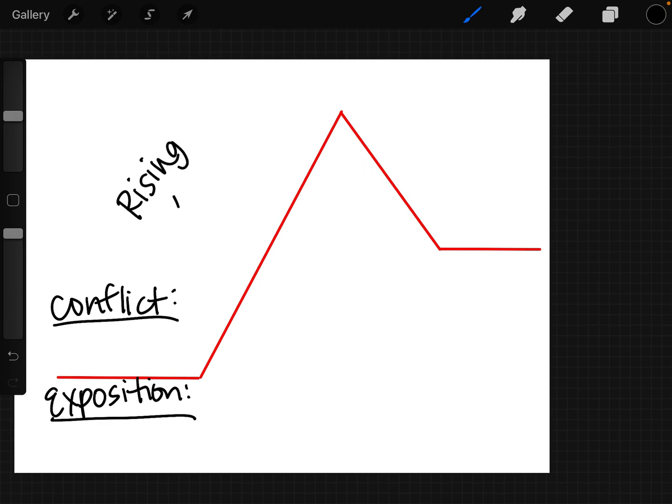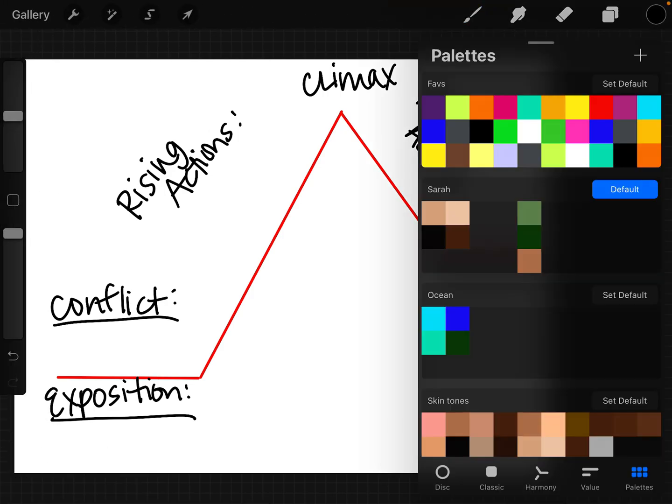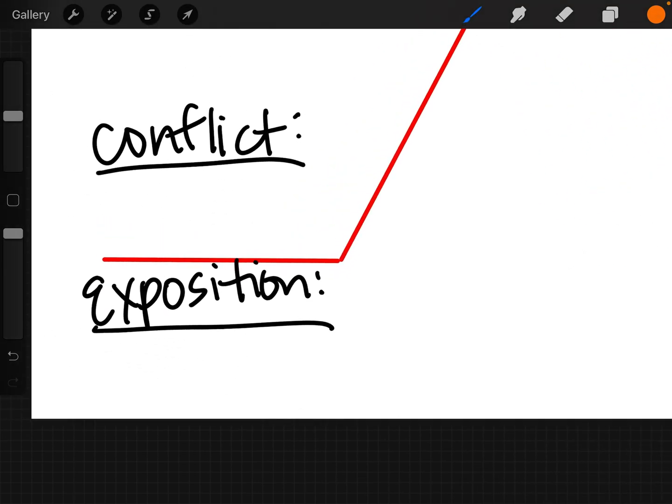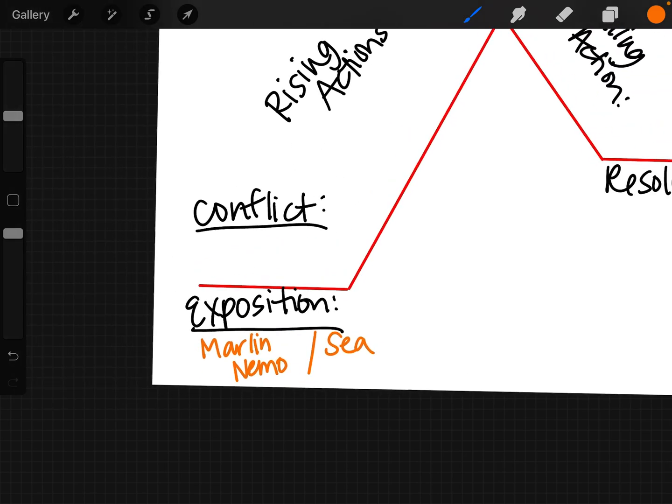This is the rising action, the events that lead to the climax, the game-changing moments for the main character or characters. This is the falling action. And then we have our resolution, the end, okay? Let's see if I can go through Finding Nemo with y'all. Again, you don't have to write this down. At the very beginning, we meet Marlin, the dad, and Nemo, the son, and we know that they live in the sea. Very easy, okay?